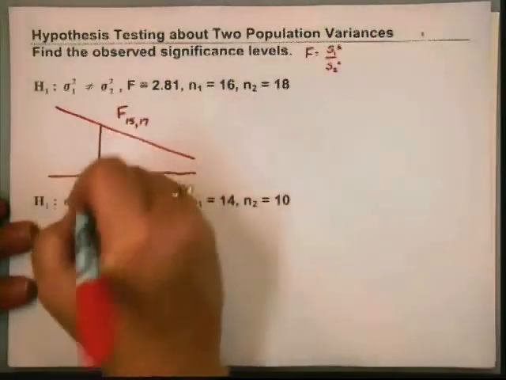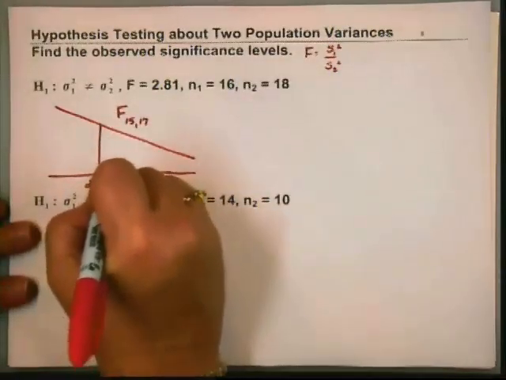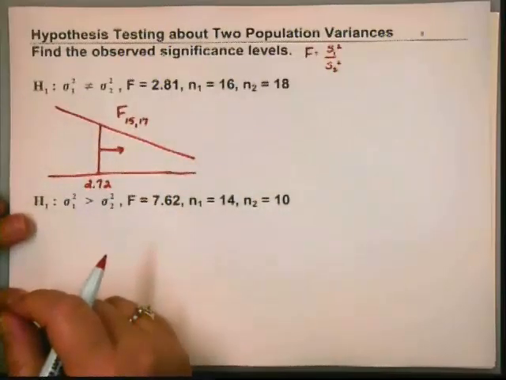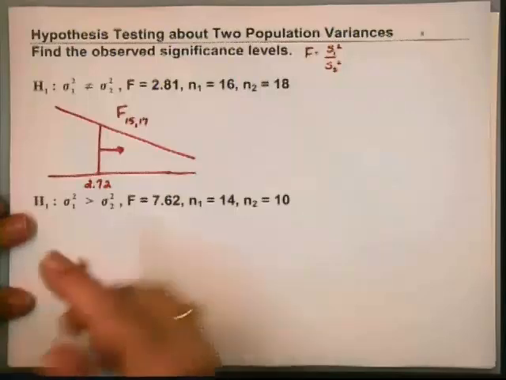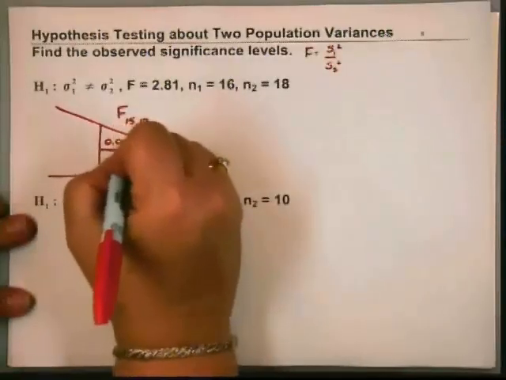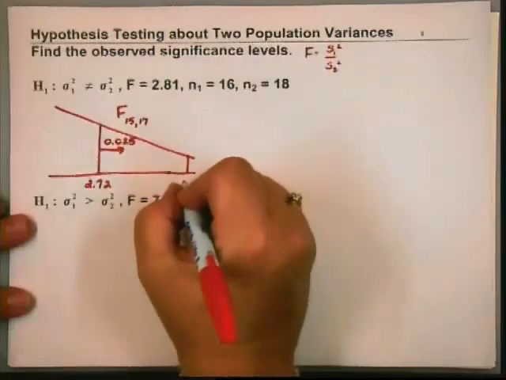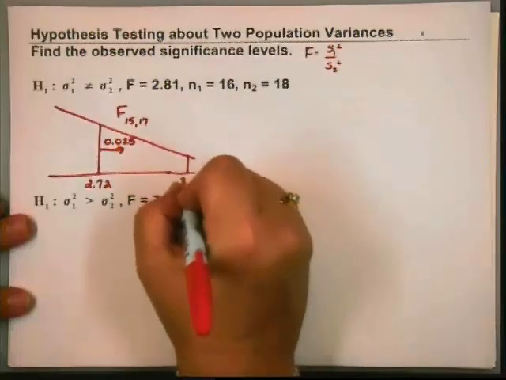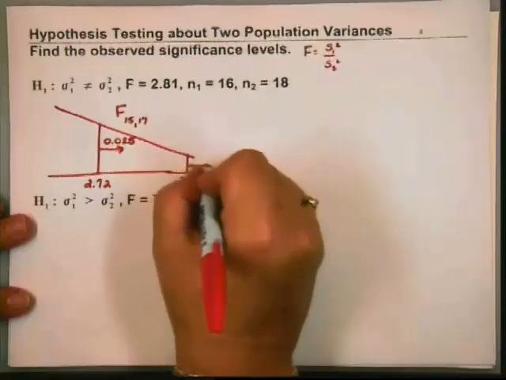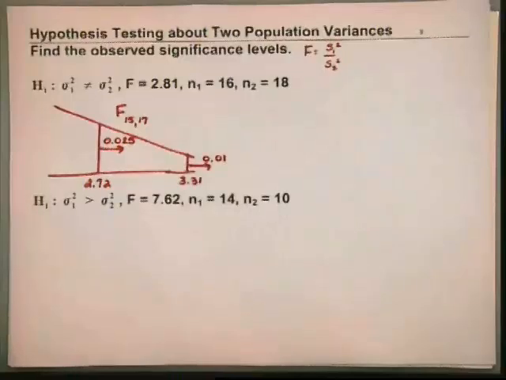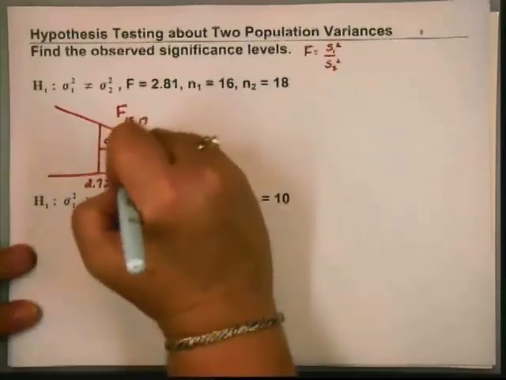You should find the value 2.72 that determines the right-hand area of what? 0.025. Then you should find a value 3.31 that determines the right-hand area of 0.01. Agreed? Our 2.81 is in here.